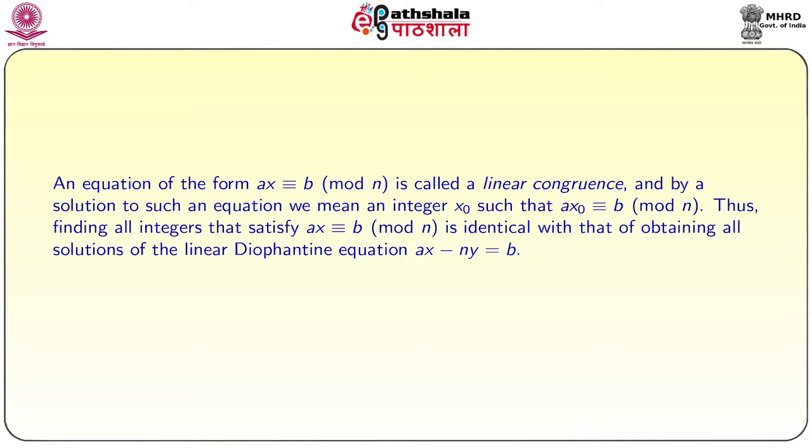So, this is an equivalent way of saying it. If you observe, the difference between these two is that in ax ≡ b mod n we have only one variable, x, whereas here we have two variables, x and y. And also we brought n to this side, that means ax - ny = b. So, here we are varying both x and y, and we are looking at ax - ny = b.